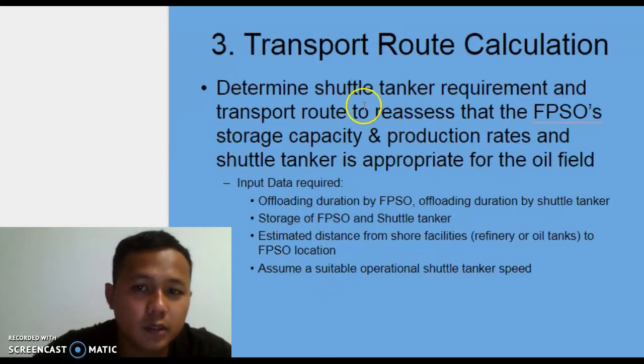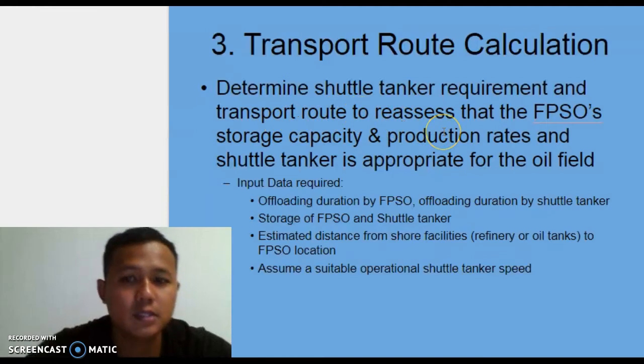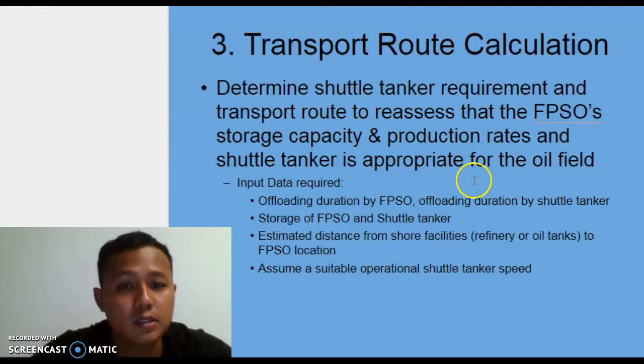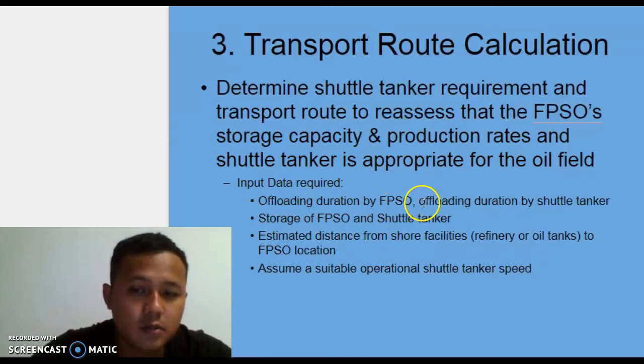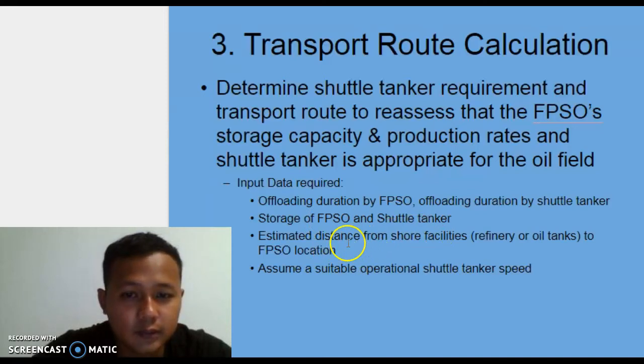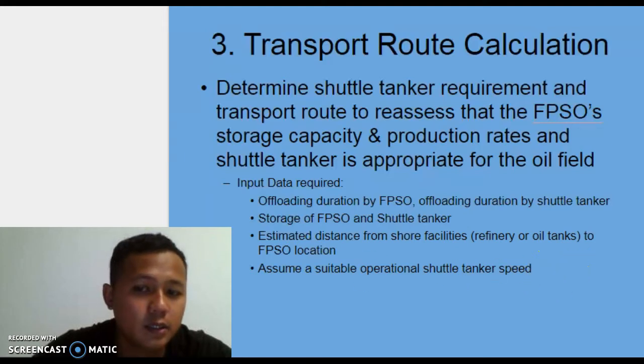I'll be talking about the transport route calculation, which determines the shuttle tanker requirement and transport route to reassess the FPSO storage capacity and production rates, and how shuttle tankers operate for the oil field. The data required will be the offloading duration by the FPSO, offloading duration by shuttle tanker, storage of FPSO and shuttle tanker, estimated distance from shore facilities to FPSO location, and also to assume a suitable operational shuttle tanker speed.